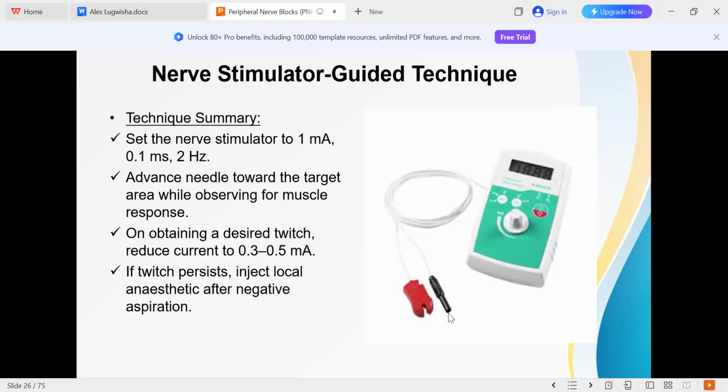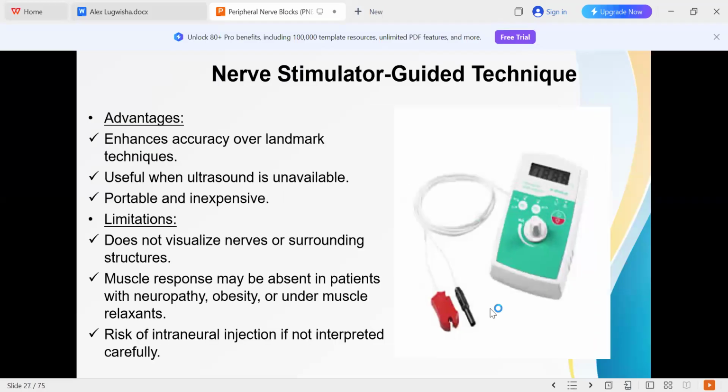And when you still get the muscle twitches, that's where you inject your local anesthetic agent, after you have ruled out intravascular placement. So it's important. You don't inject at 1 milliamp because you may still be very far from the nerve. Once you get a desirable twitch at 0.3 to 0.5, that shows very close proximity to the nerve, and it increases your chances of success of block.